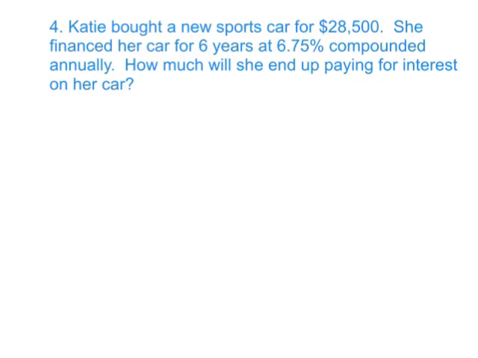And number 4, Katie bought a new sports car for $28,500. She financed her car for 6 years at 6.75% compounded annually. How much will she end up paying for interest on her car? So our compound interest formula is A equals P, parentheses, 1 plus R to the power of T. A is the total amount that she pays.